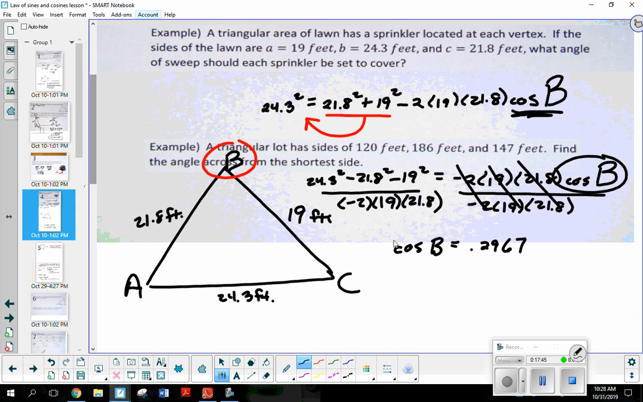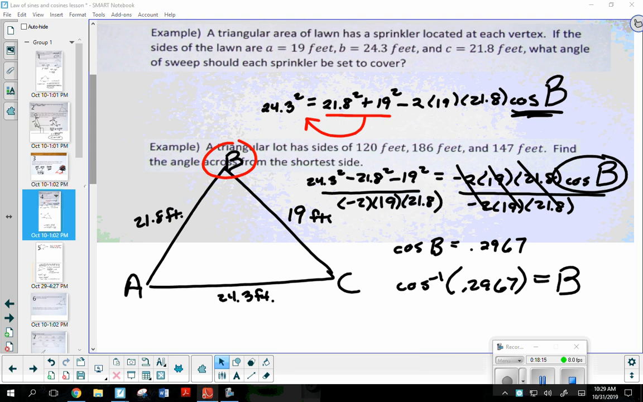Now, if I have that ratio, but I want the angle measure, does anybody remember what I do? We got to take the inverse. That's right. So in this case, I'm going to take cosine inverse of 0.2967, and that should give me the angle measure I'm looking for. Okay. When you're looking for the angle measure, that's when you take the inverse sine or inverse cosine, whatever trig function you have. But again, I'm not going to use this rounded version.